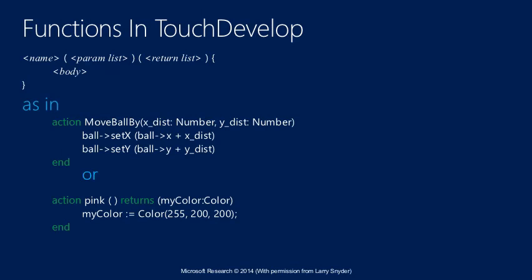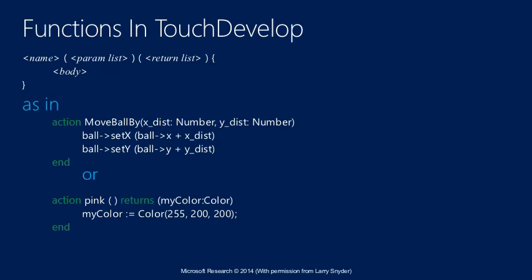So inside of TouchDevelop, our functions have a name. So you name your function, the parameters that you want to use. Remember from last lesson, parameters are like width or height or any variables that you need like that. A list of return elements, so what you're going to be sending back through the call, and then the body of what it actually does.